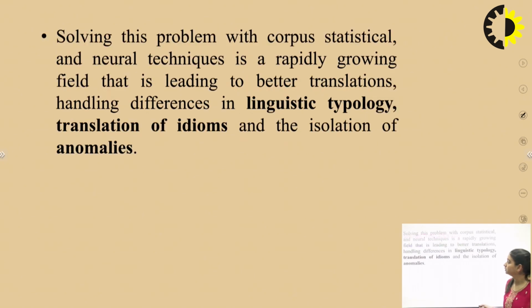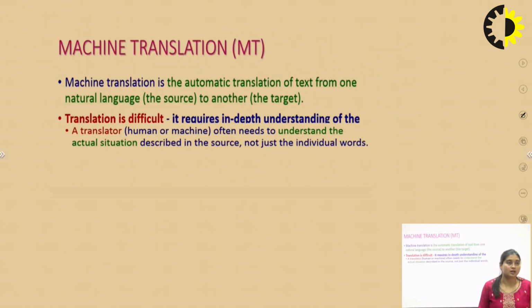The next subtopic in NLP is machine translation. We have already studied the definition of machine translation and what MT refers to. Now we are going to see this particular term in detail. MT, or machine translation, is the automatic translation of text from one natural language to another, meaning from the source to the target, and that is machine translation in very simple, basic terms.